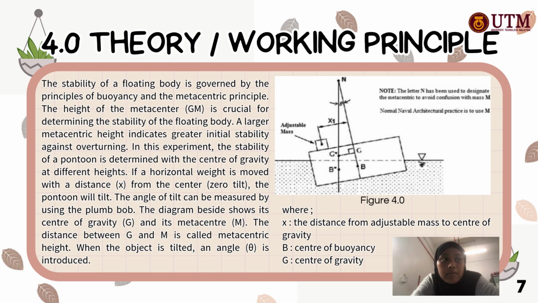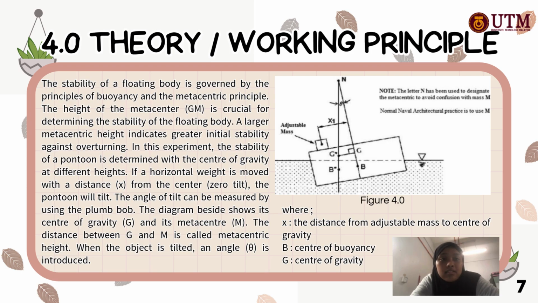In this experiment, the stability of a pontoon is determined with the center of gravity at different heights of vertical weight. If a horizontal weight is moved a distance x from the center, the pontoon will tilt, and the angle of tilt can be measured by using the plumb bob. The diagram beside shows its center of gravity G and its metacenter M. The distance between G and M is called the metacentric height.